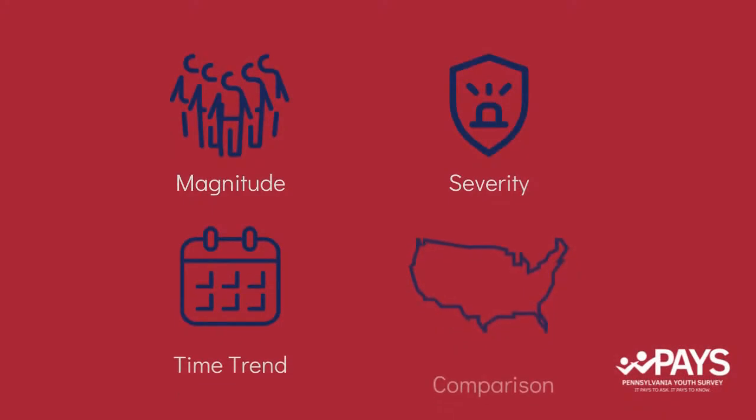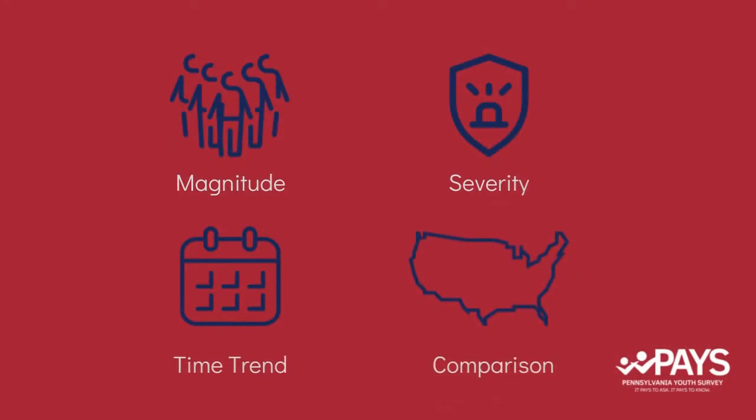There are 4 areas to consider when looking at behaviors and risk and protective factors. You should look at magnitude. What is the largest issue impacting the largest amount of youth? Time trend. Is it getting worse over time? Severity. How severe are the behaviors? And finally, comparison. How does it compare to the county, state, and nation?